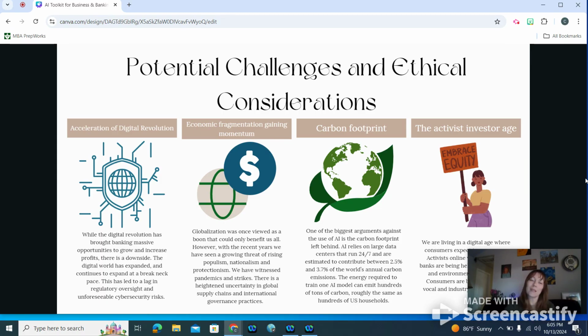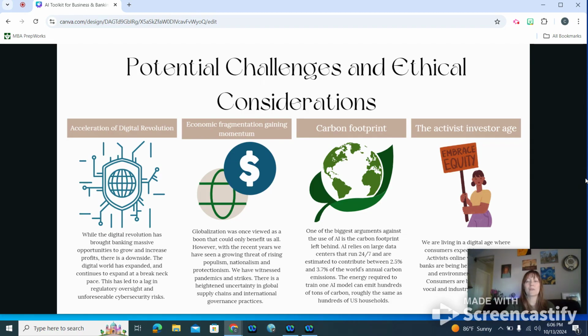We've also seen an economic fragmentation that's been gaining momentum across the globe. Globalization was once viewed as a boon that could only benefit us all. However, in recent years, we have seen a growing threat of rising populism, nationalism, and protectionism. We have witnessed pandemics and strikes, and there is a heightened uncertainty in global supply chains and international governance practices.